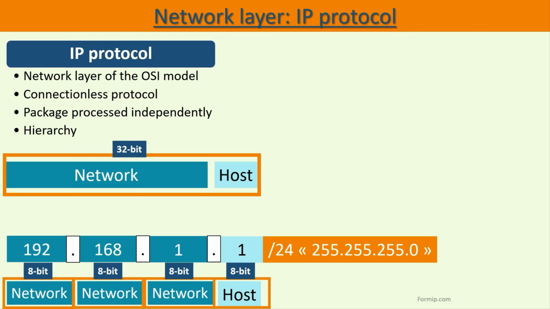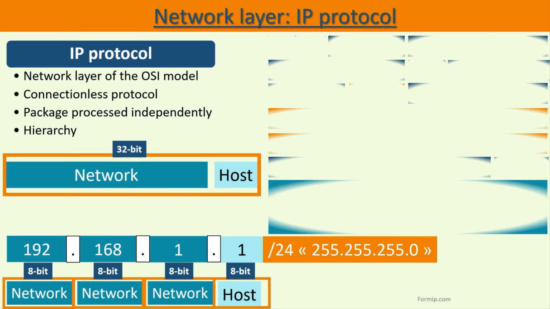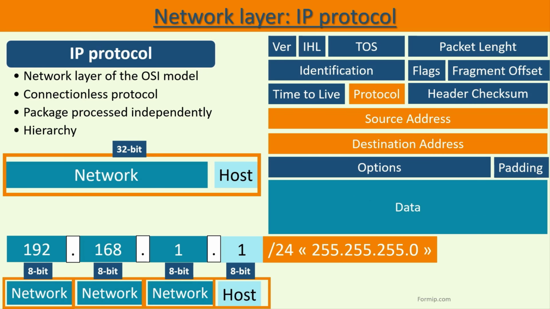It's thanks to a binary calculation that it's possible to create subnetworks based on the mask. Remember that the subnet mask indicates which part of the IP address is the network part and which part is the host. Let's see what an IP packet looks like. The protocol field contains the protocol that's being used over IP. You might very well find a transport protocol like TCP or UDP or any other protocol.